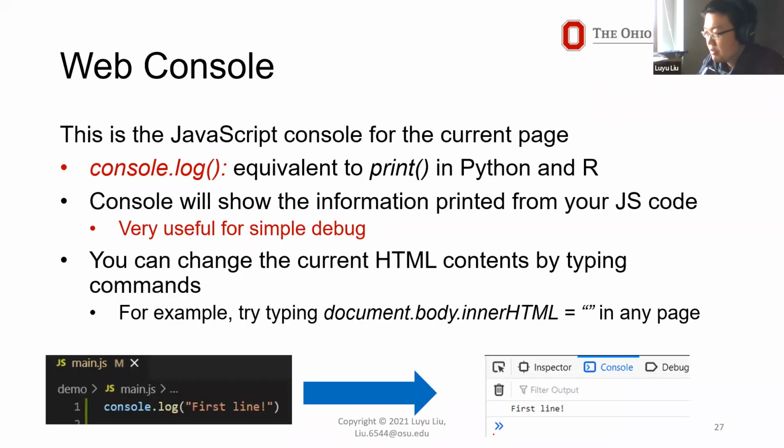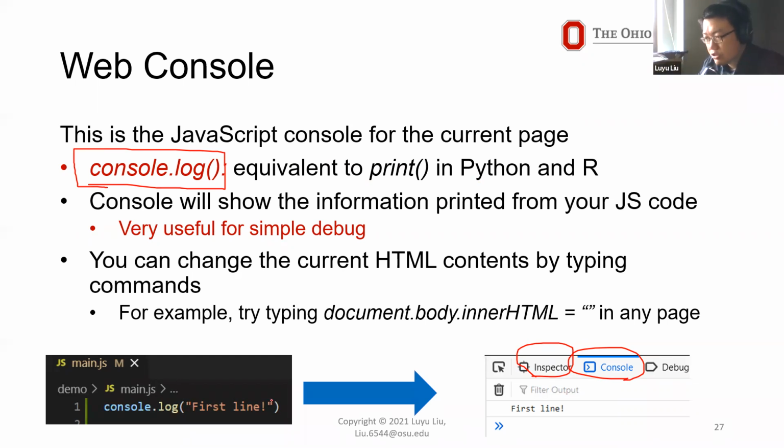And next, we can see next to the inspector, we have a console, right? Console is very similar to the ones you see in Python and R, right? You know R, especially, they have consoles. So this is like the JavaScript console for the current page. You will notice that there is a function. This function will be used a lot because it's equivalent to print in Python and R. It's very useful to show the information that you want to see, right?